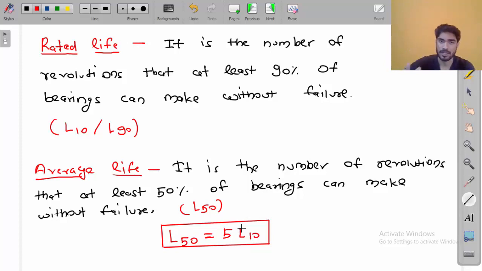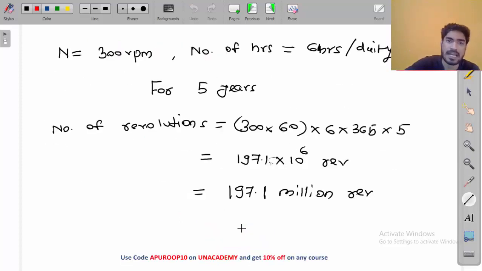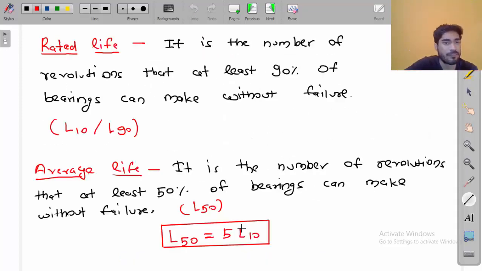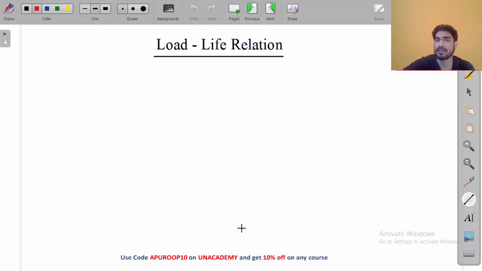Alright. So life of bearing means how many revolutions the bearing is going to make before failure. Okay? Now my friend, the life of bearing depends upon the load acting on the bearing. At different loads, there will be different life, my friend. Okay, let's say you are applying 10 kilonewton.